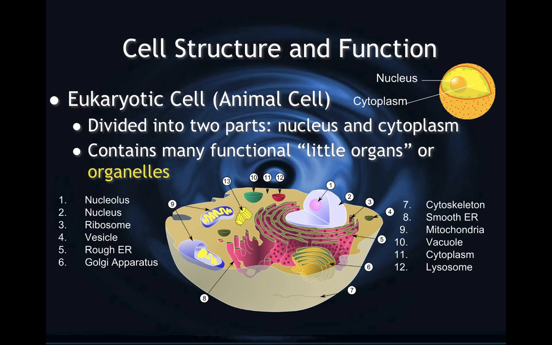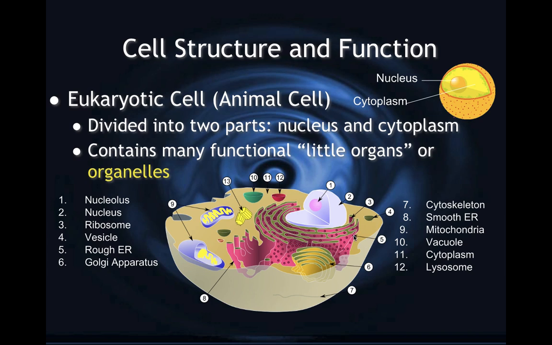Number 3, we've got these little dots that we see all over this structure here. These are called the ribosomes. They're the organelles that build proteins. Number 4, we have, where's number 4? Right here. Number 4, we've got a vesicle. And vesicle is used to transport materials outside of the cell.